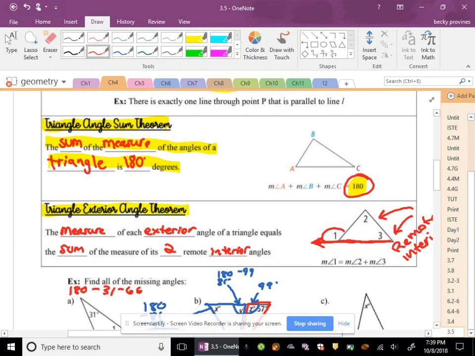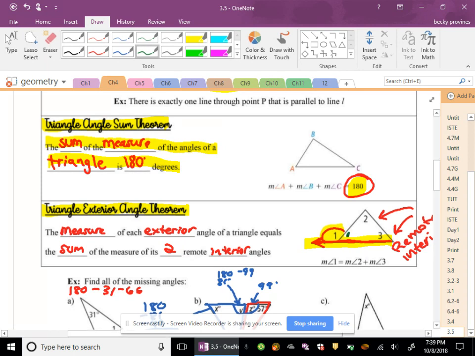First of all, what's an exterior angle? Let's look at this red side. Notice how I extended it out and it formed this angle 1. So this is an exterior angle of the triangle. It's on the outside of the triangle, and it is equal to the sum of the measures of the two remote interior angles. So it's the two angles inside the triangle that are not adjacent to it.